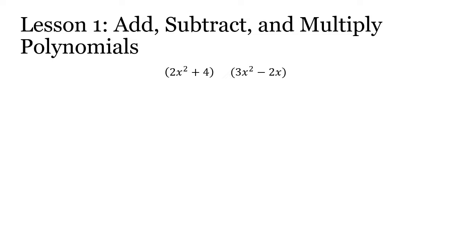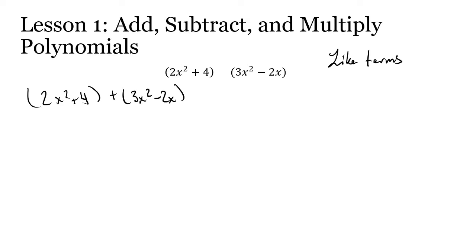Okay, so lesson 1, we talked about adding, subtracting, and multiplying polynomials. The big idea here is like terms. You need to combine like terms. So let's start if we just added these two expressions: 2x squared plus 4, then plus 3x squared minus 2x. Well, we have to combine 2x squared and 3x squared because they're like terms, and the other ones stay by themselves because they're not like terms. 2x squared plus 3x squared gives me 5x squared. Then I've got a minus 2x there and a plus 4. So that's my answer if I were to add them.